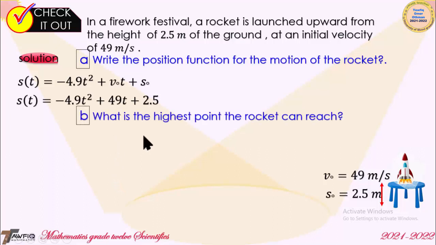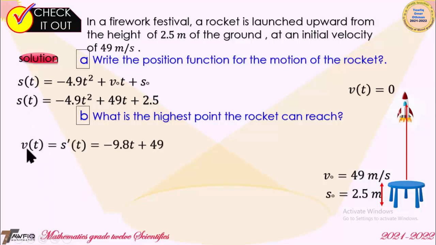What is the highest point this rocket can reach? The highest point is when the velocity is equal to 0. Therefore, we must find the velocity first of all. The velocity is equal to the derivative of the position function. It becomes 2 times 4.9, which is minus 9.8 t plus v naught.